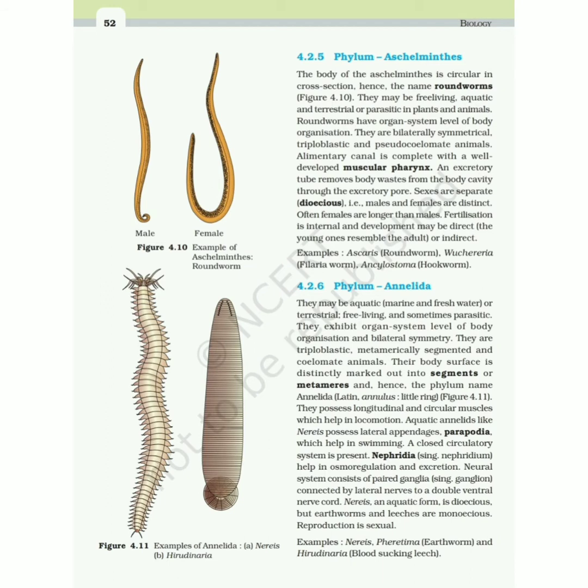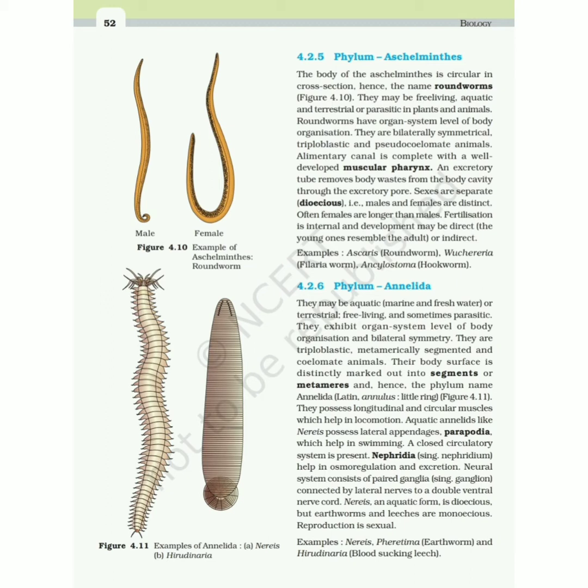4.2.5 Phylum Aschelminthes. The body of the Aschelminthes is circular in cross-section, hence the name roundworms, figure 4.10. They may be free-living, aquatic and terrestrial or parasitic in plants and animals. Roundworms have organ system level of body organization. They are bilaterally symmetrical, triploblastic and pseudocoelomate animals. Alimentary canal is complete with a well-developed muscular pharynx. An excretory tube removes body wastes from the body cavity through the excretory pore.